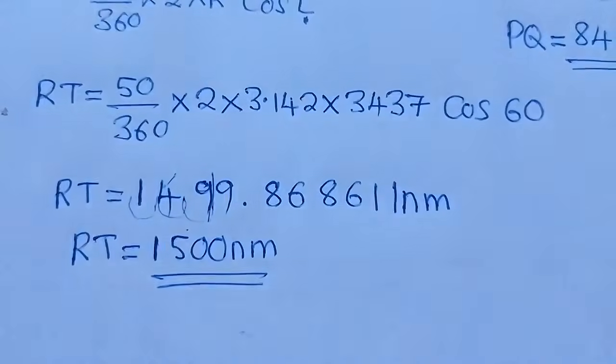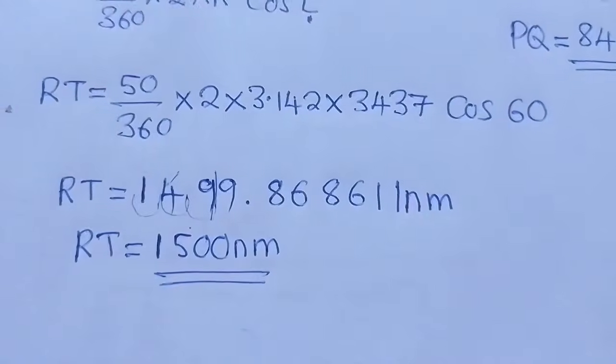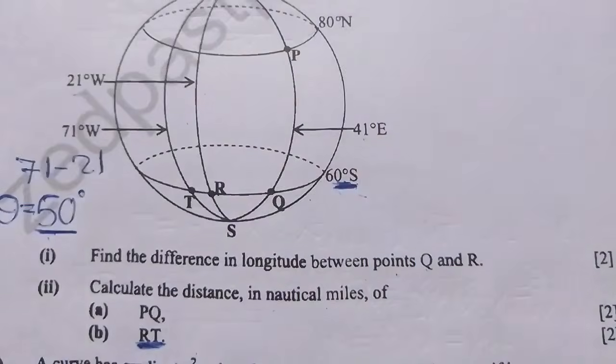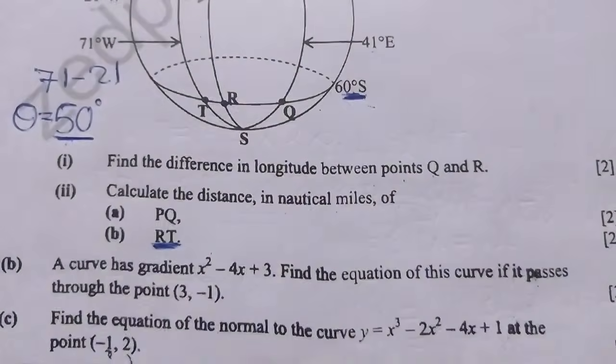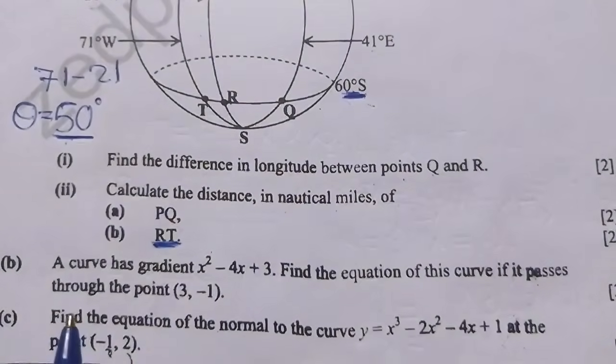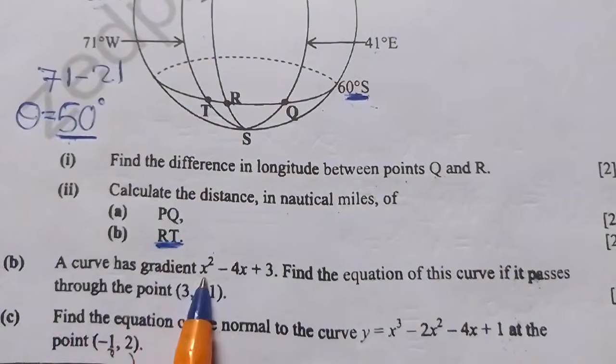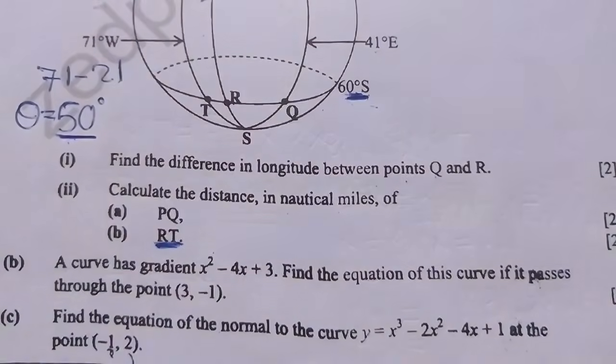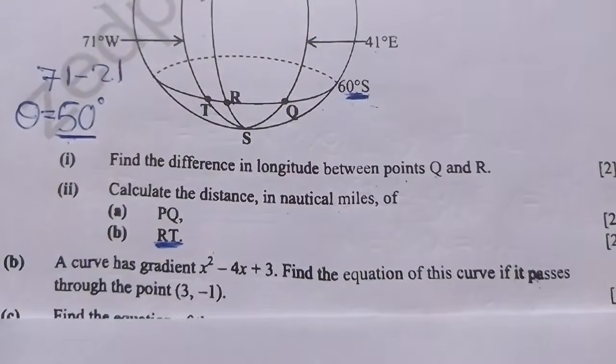Then we move to these other questions which are falling under calculus. So we've got this question which is here. The question is saying a curve has gradient x squared minus 4x plus 3. Find the equation of this curve if it passes through 3, -1. So I've solved these questions. For those that have been following me, we've solved this question before.